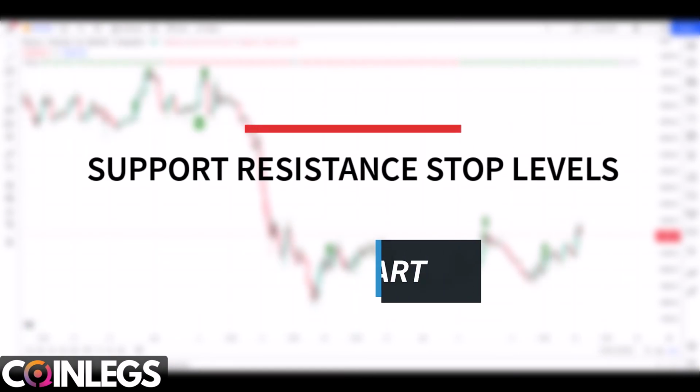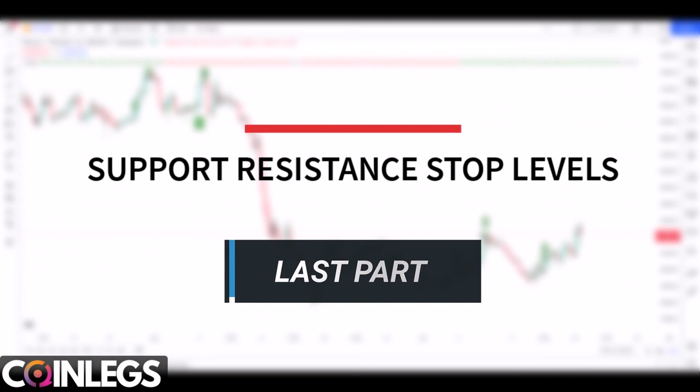In the last part, we will look at the support, resistance and the stop levels of the TD Sequential indicator.